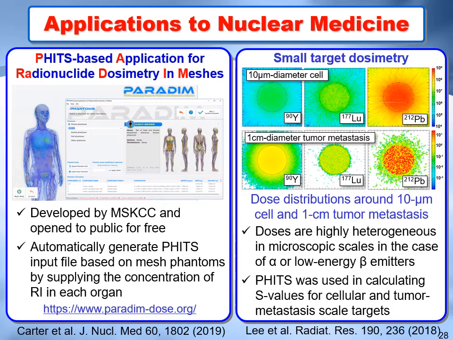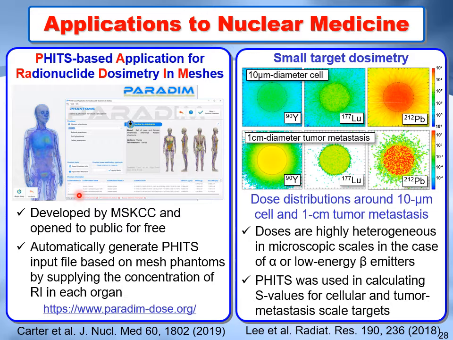As an example of applications to nuclear medicine, a PHITS-based application for radionuclide dosimetry in meshes named PARaDIM was developed by Memorial Sloan Kettering Cancer Center and is open to the public for free. It can automatically generate PHITS input files based on mesh phantoms by supplying the concentration of RI in each organ, and visualize the calculated dose distribution in ParaView, like this.